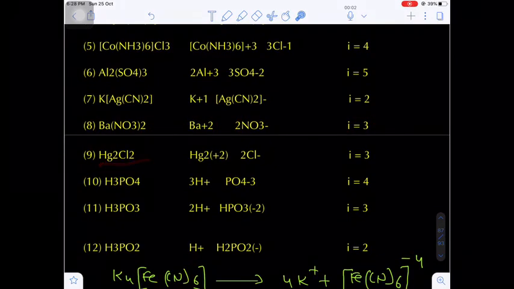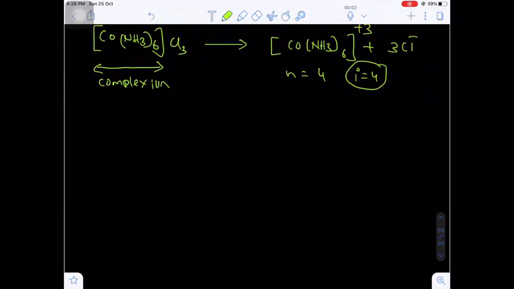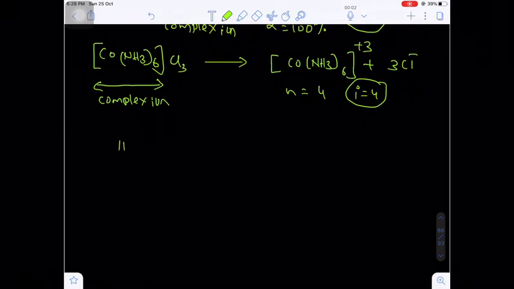And this will be mercurous chloride. This is very, very important. What is the mercurous chloride formula?